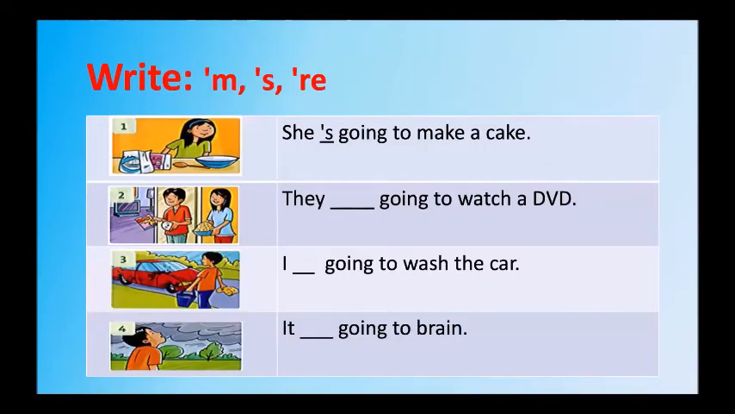Okay, next one. Let's write apostrophe M or apostrophe S or apostrophe RE. Okay, let's check. Number one, she is going to make a cake. This is an example. Now it's your turn. Number two, apostrophe RE. Very good. They're going to watch a DVD. Number three, apostrophe M. Good job. I'm going to wash the car. Number four, apostrophe S. Very good. It's going to rain.